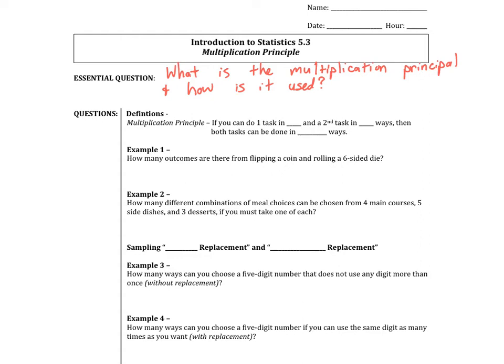So our central question is, what is the multiplication principle and how is it used? So we start with some definitions. The multiplication principle is if you can do one task in A ways and the second task in B ways, then both tasks can be done in A times B ways.